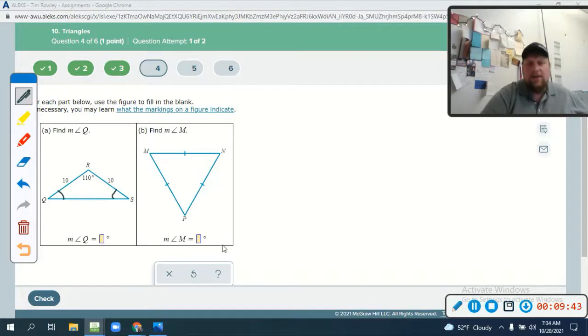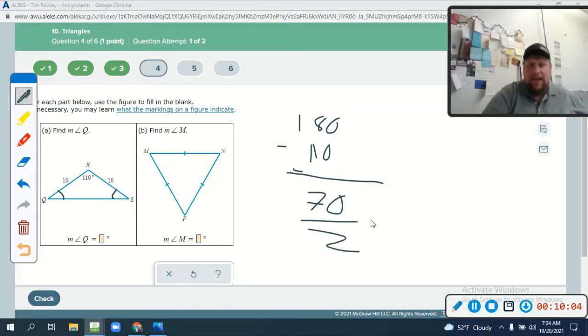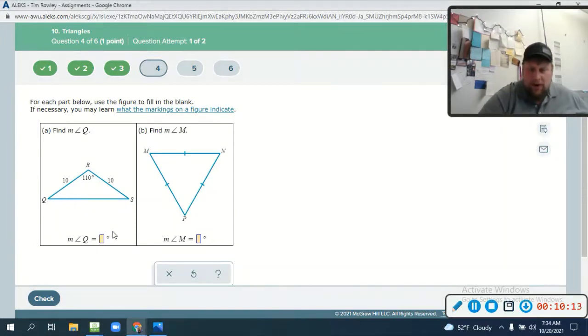So how can I use that for myself? Well, I know all three angles of a triangle add up to 180, so I'm going to take 180 minus 110. Almost had that wrong. And when I do that, I get 70. So I know these two angles add up to 70 degrees, but since they're the same, if I take 70 and divide it in half, I'm going to get 35, and each of those angles is 35 degrees. So the measure of angle Q, I know right now, is going to be 35 degrees.